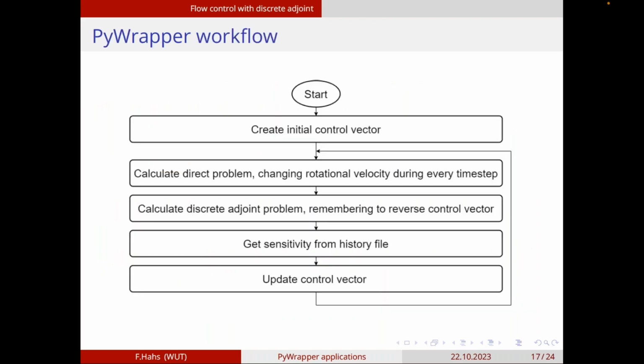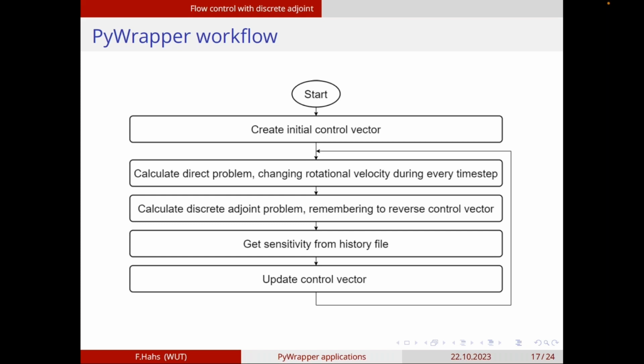The general idea was to start and create an initial control vector, calculate the direct problem while changing the rotational velocity, calculate the discrete adjoint problem, remembering to reverse the control vector when calculating the discrete adjoint, and then get the sensitivities from the history file and update the control vector.